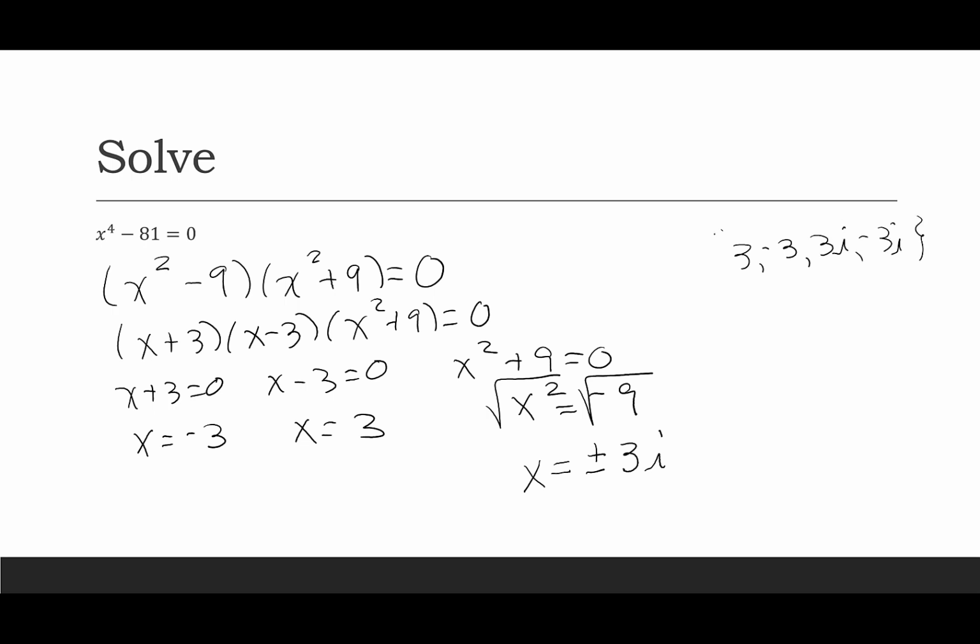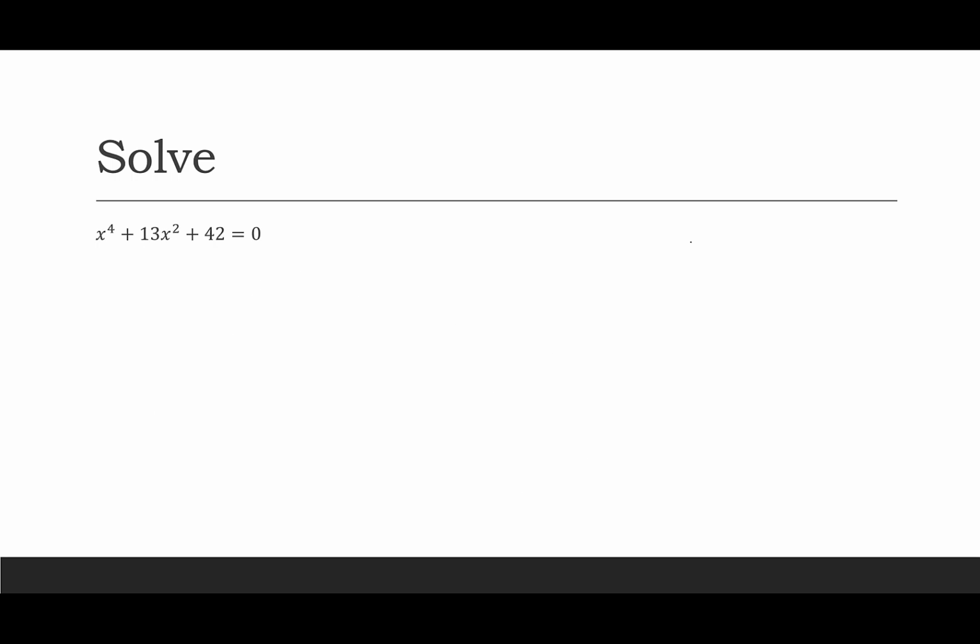I'm going to write it in a set this time. The next one says x to the fourth plus 13x squared plus 42 is 0. So you can see it's quadratic in form. I have this trinomial, but what I want to do is show you how I could put that expression of u in.